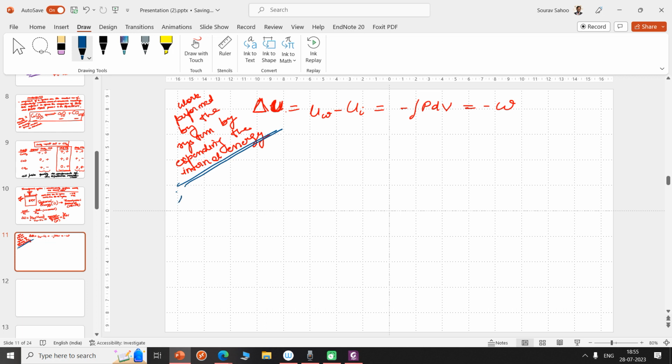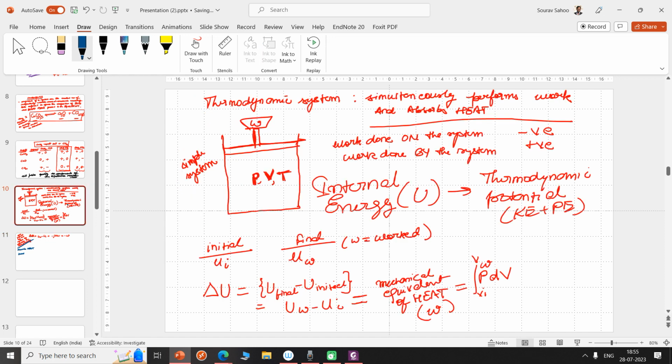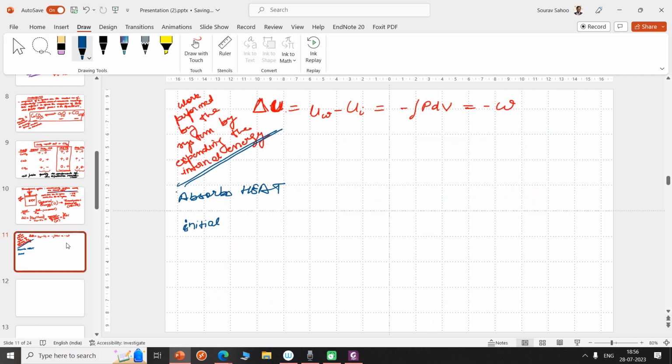Now when my thermodynamic system absorbs heat, initially I'll have, let's say, my initial state. Here we have said that it simultaneously performs work and absorbs heat, but we have considered the two to happen one after another. So in this first case we have assumed that the system has performed the work, and then secondly we will independently assume that it has absorbed the heat.